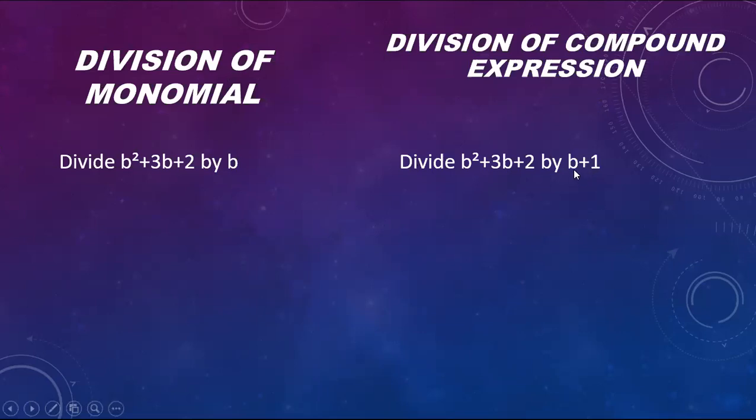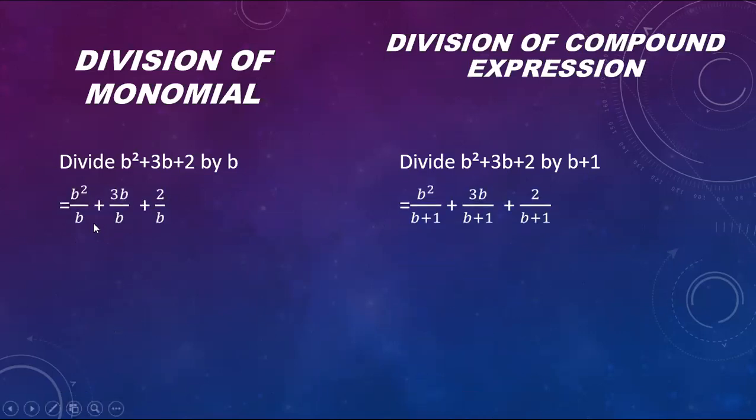And here you can see that b plus 1 is there. That means how many terms are there? 1, 2. 2 terms are there. Here in the divisor, 2 terms are there. So how can we solve these two questions? Can we follow the same method for both the questions? Are we able to solve these two questions by using the same method?